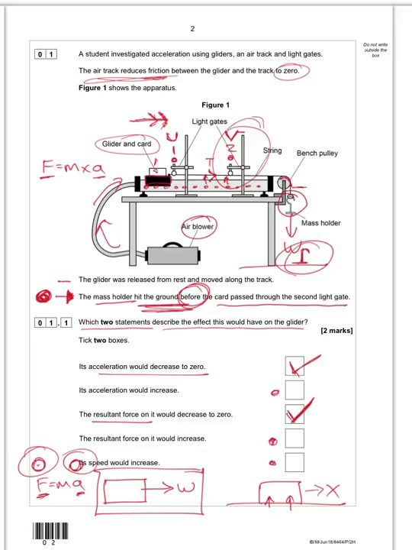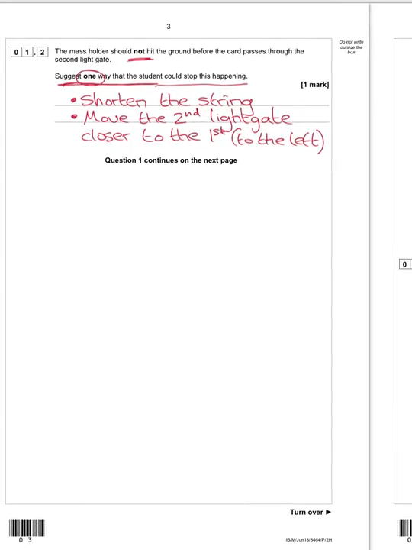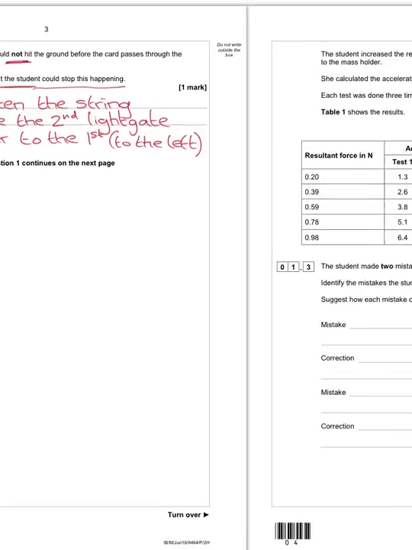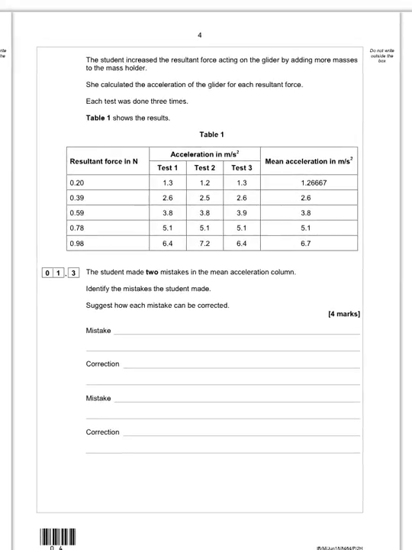Or the other option is to move this entire second light gate. If you were to move it closer to the first one and move it to the left, then obviously again we've got a situation where the card has passed through the second light gate before the mass has hit the ground. Okay, so you don't need to write both of those. Either one of those answers would get you the mark. So moving on to question 1.3.